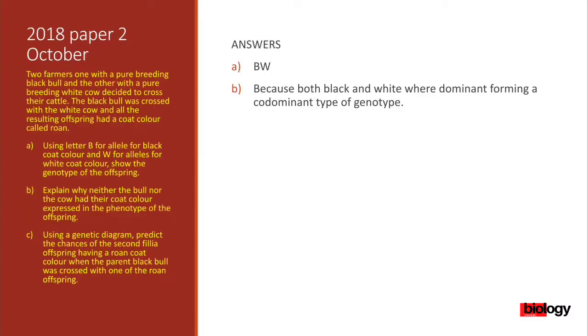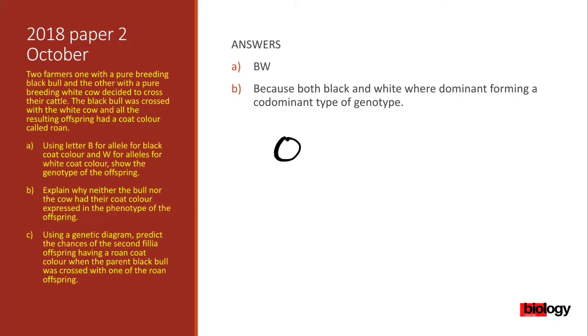Using a genetic diagram, predict the chances of the second filial offspring having a roan coat color when the parent black bull was crossed with one of the roan offspring. I repeat, using a genetic diagram, predict the chances of the second filial offspring. Now let me pause there. Second filial, what do they mean? Second filial simply means the second generation.